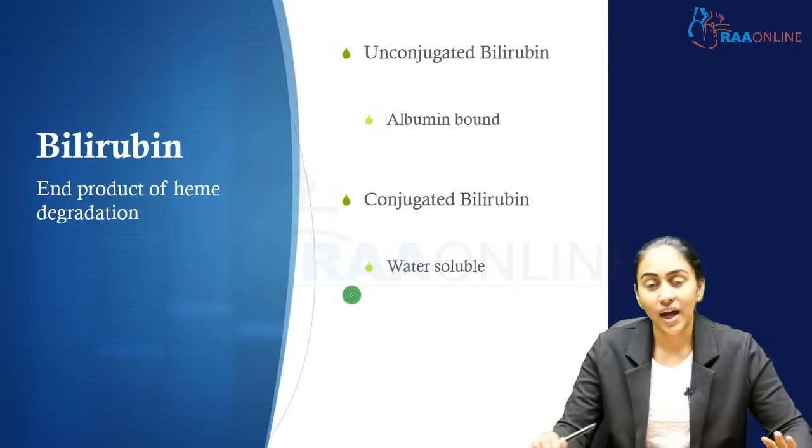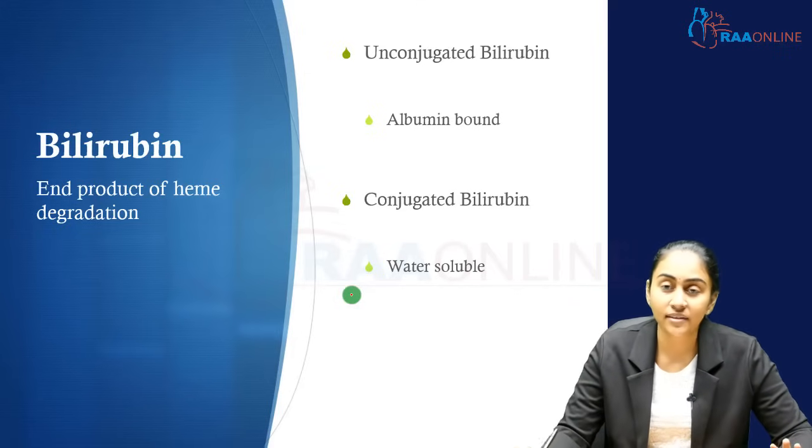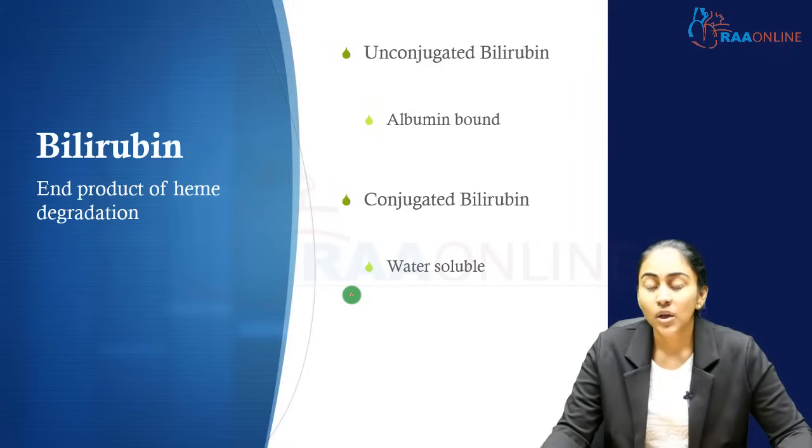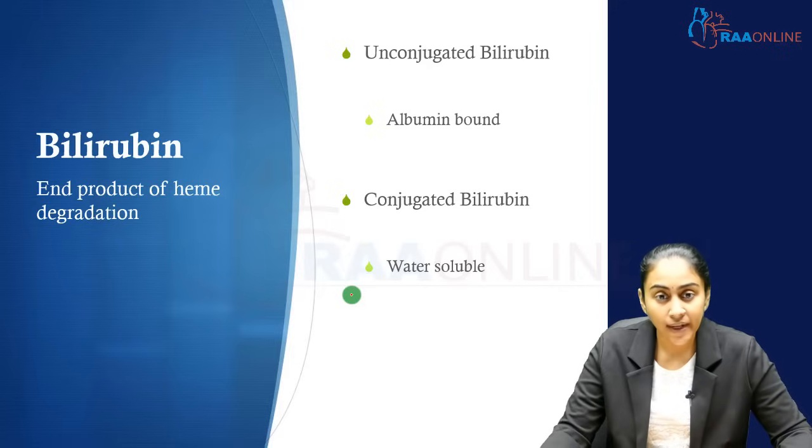Now, having looked at transaminases and alkaline phosphatase in detail, we are going to learn a little bit about bilirubin. Look at hyperbilirubinemias and learn about jaundice. Now, what is bilirubin? Bilirubin is the end product of heme degradation. There are 2 kinds of bilirubin.